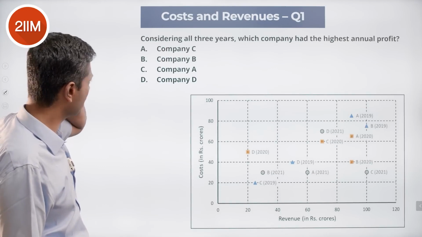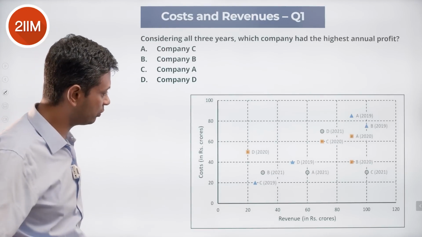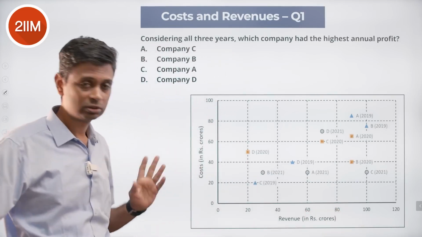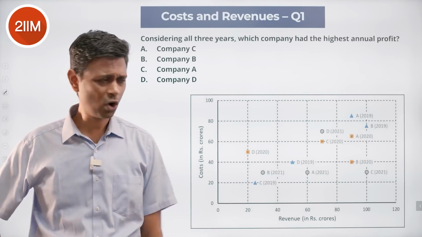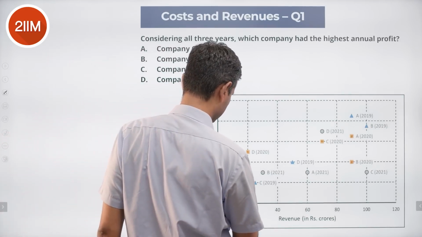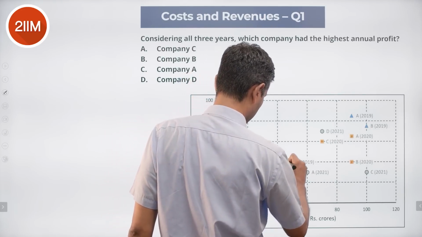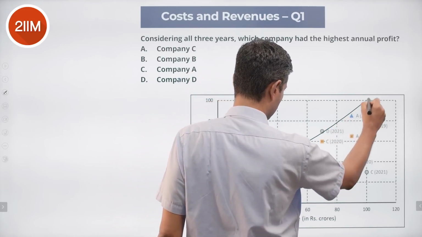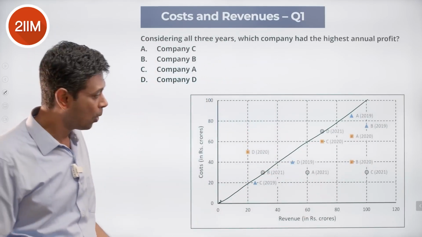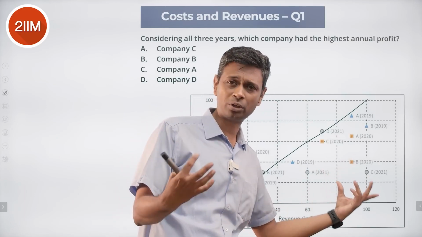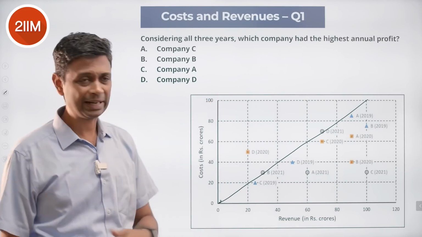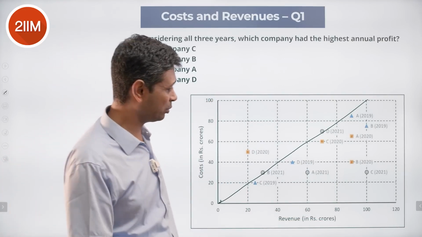Considering all 3 years, which company had the highest annual profit? So, revenue high and cost low is profit territory. And so in all of these questions, I really like to break this as, okay, draw this line. If I'm this side, I'm happy. If I'm this side, I'm less happy. Right, so more to the right, this bottom right quadrant is my happy quadrant. Right? Top left is my unhappy quadrant. Right, so now let's add some numbers to it.